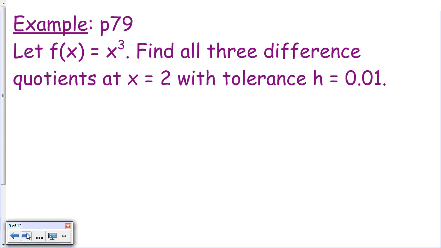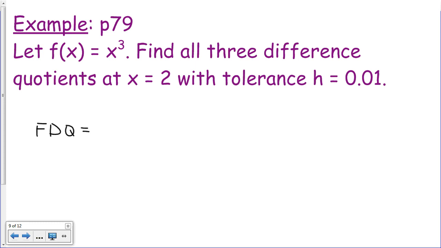So let's start out with the forward difference quotient. I'll go ahead and do these in the order that we just discussed them. It really doesn't matter which order you put them in. But for the forward difference quotient, realize that h is 0.01, our x value is 2, and our function is x cubed. Those are the key parts of this.